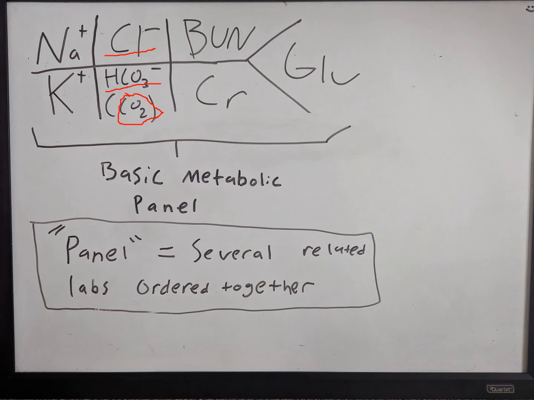So next we have the BUN, the blood urea nitrogen, and the serum creatinine. Notice that's creatinine, not creatine, although they are related. They are different. And then lastly, we have the glucose.